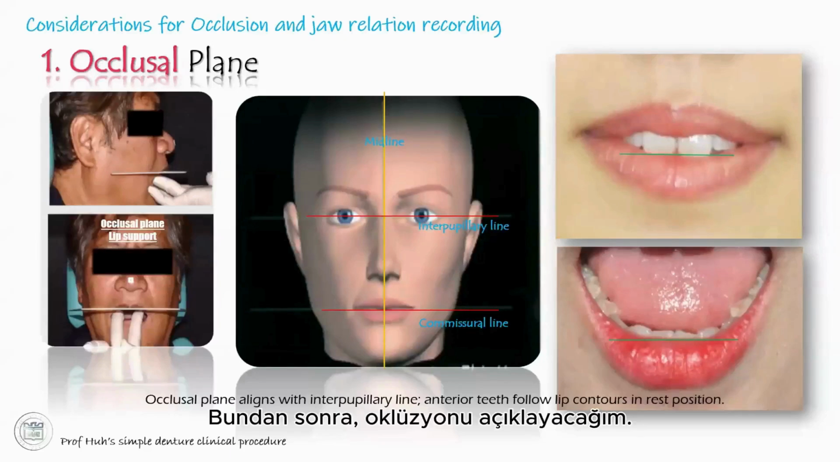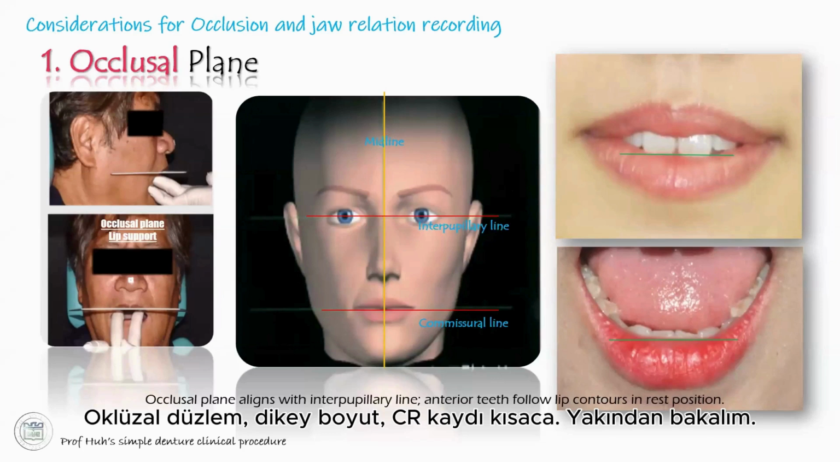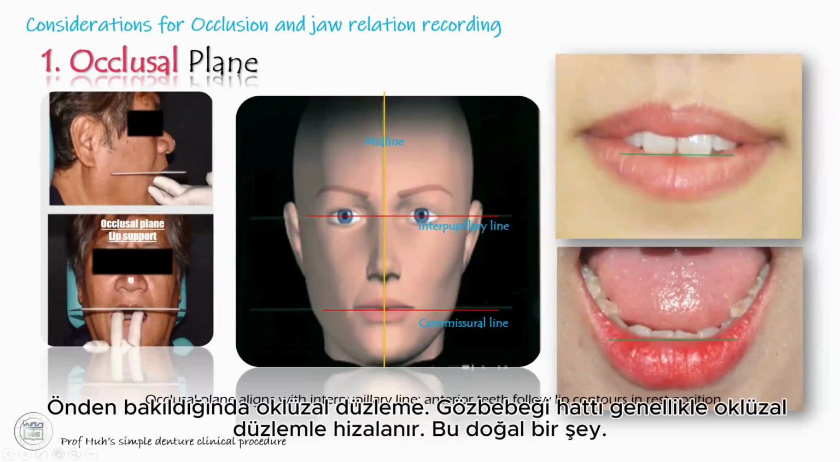Okay, from now I will explain about the occlusion: occlusal plane and vertical dimension, recorded briefly. Now let's take a closer look at the occlusal plane. When viewed from the front, the interpupillary line is typically aligned with the occlusal plane, right? That is the natural thing.